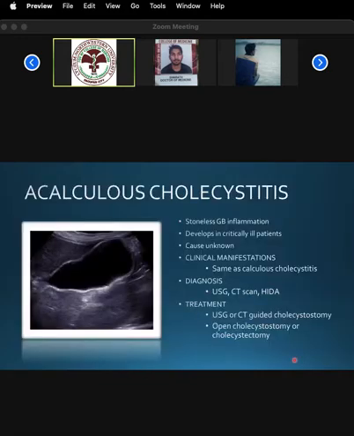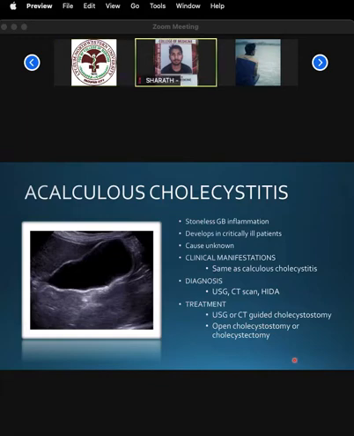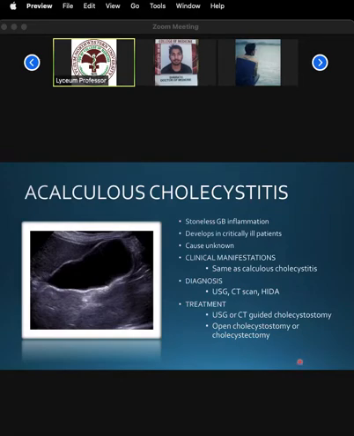We may also encounter patients with inflammation of the gallbladder with no stones, and we call that acalculous cholecystitis. This usually develops in critically ill patients. The cause is unknown, but we encounter gallbladder distension plus bile stasis plus ischemia. These patients may develop ischemia also, even if they don't have stones. So clinical manifestations are the same as for patients with calculous cholecystitis.